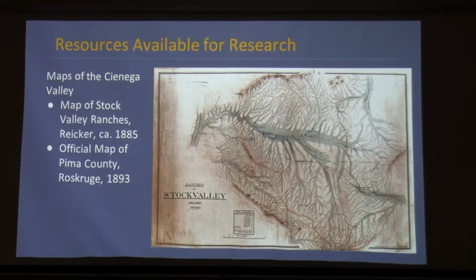Maps of the Cienega Valley are wonderful resources. I've listed just 2 that are used quite a bit. Actually, the first one, the Riker map, which you see here, is one that BLM had, and we don't know where they got it from, and we haven't found it any other place.